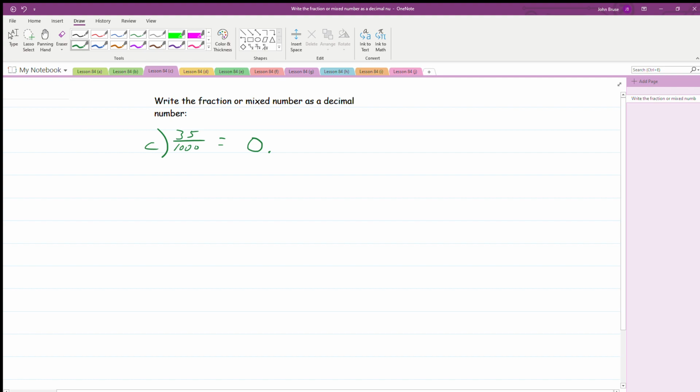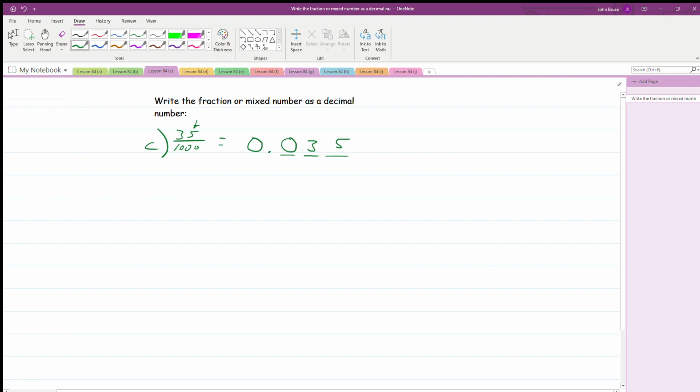Now, it's very important that you remember we have our tenths, hundredths, and thousandths. So this is 35 thousandths. We're going to put the last number here in the thousandths place. And then the next number is going to be in the hundredths place. And then we don't have anything in the tenths place. So the same thing as nothing is 0. So our answer is 0 and 35 thousandths.